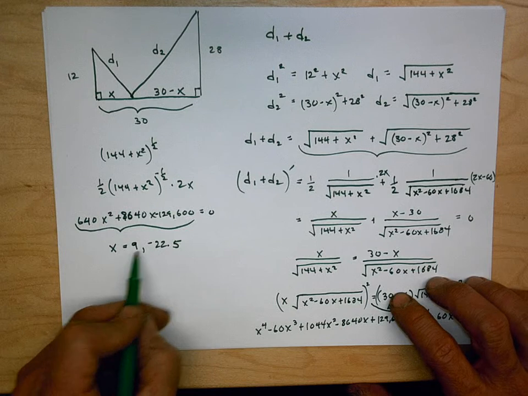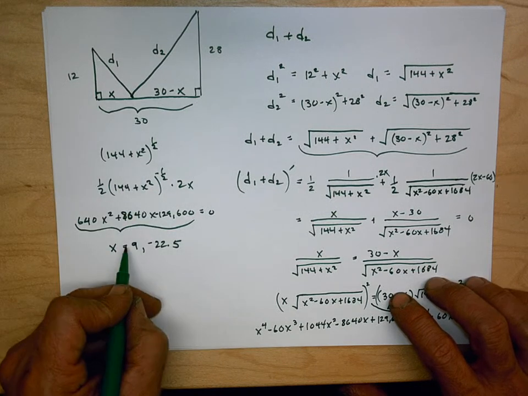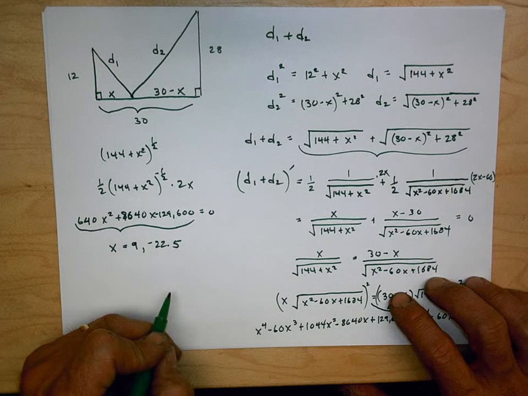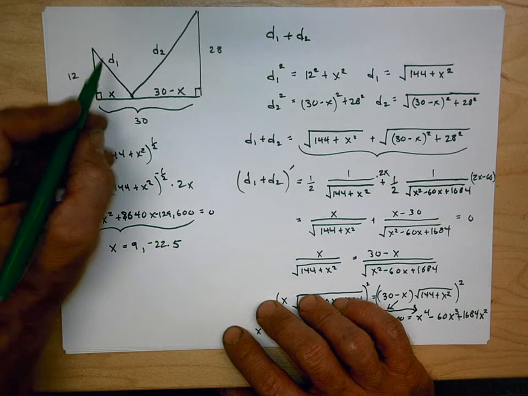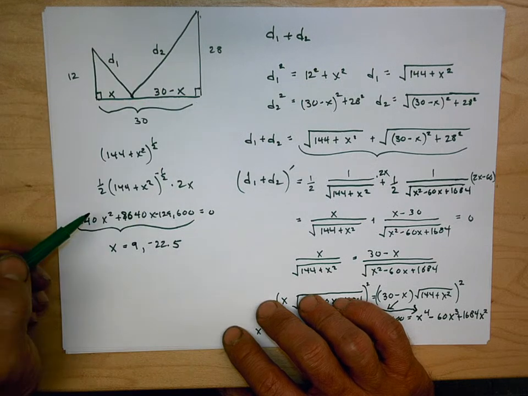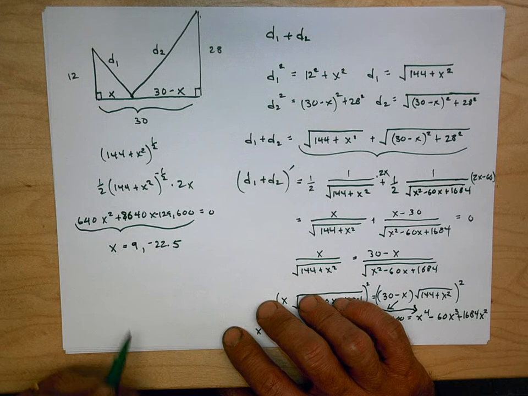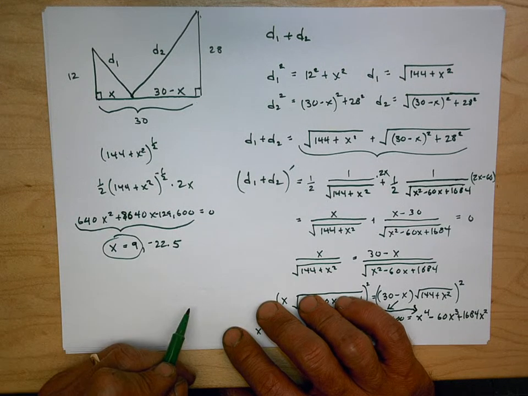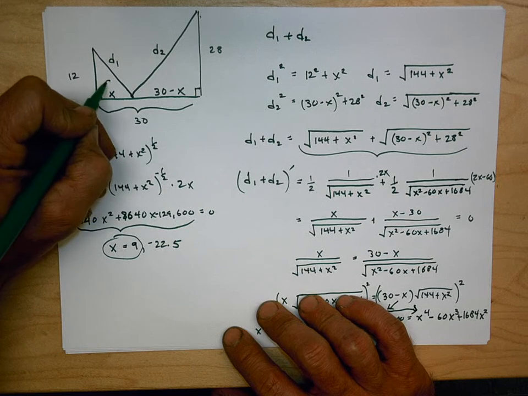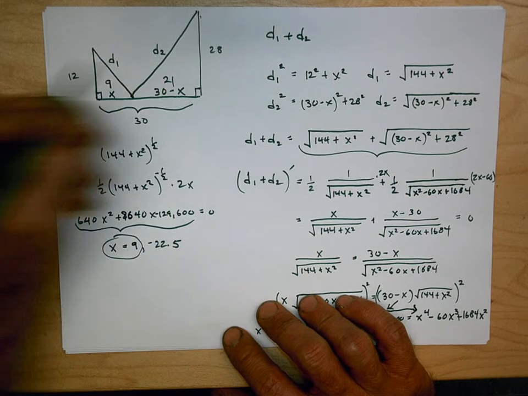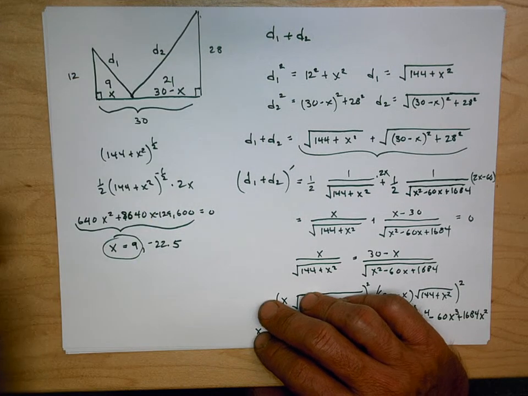so clearly x has to be between 0 and 30, right? If x equals 0, this is going straight down. If x equals 30, this is going straight down. Neither of those really makes sense, so x equals 9 is ultimately what we're after here. So this would be 9 right here, and then over here we would have 21. That would minimize the amount of wire used.